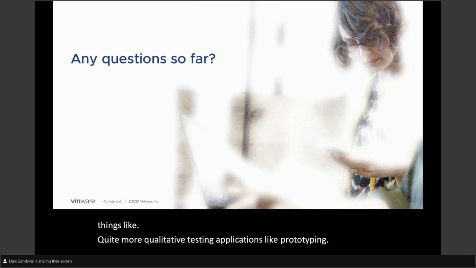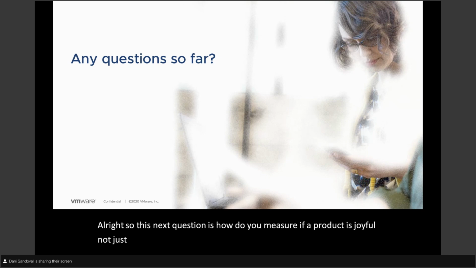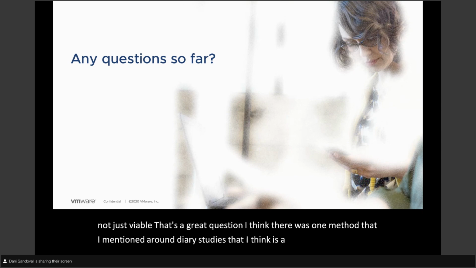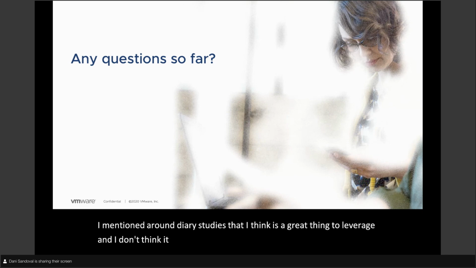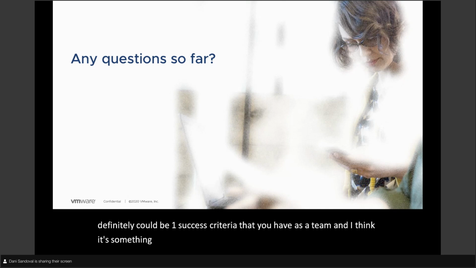All right, so this next question is, how do you measure if a product is joyful, not just viable? That's a great question. I think there was one method that I mentioned around diary studies that is a great thing to leverage, and I don't think it's leveraged enough, in my opinion. I think that joyful could definitely be one success criteria that you have as a team, and it's something that people should really be attentive to early on in their product development.